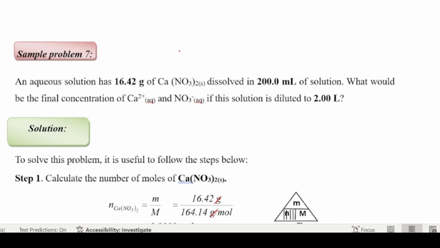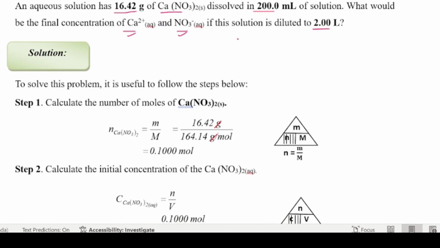Okay, this is nice. You have that mass of calcium nitrate, and you put it inside that volume of solution. They want you to calculate what the concentration will be if it is diluted further to 2 liters. So first of all, we find the concentration of the solution. Then we'll dilute it to find the final concentration. Then we'll go about finding the concentration of these 2 ions in the final mixture.